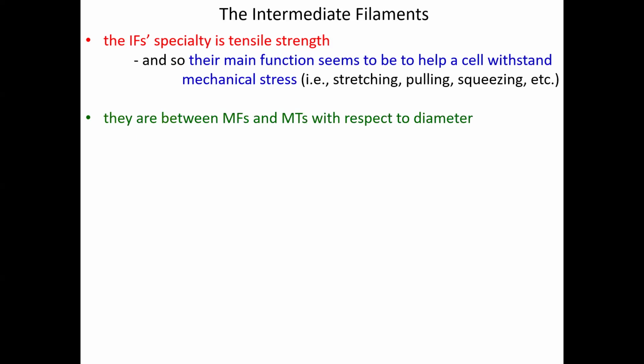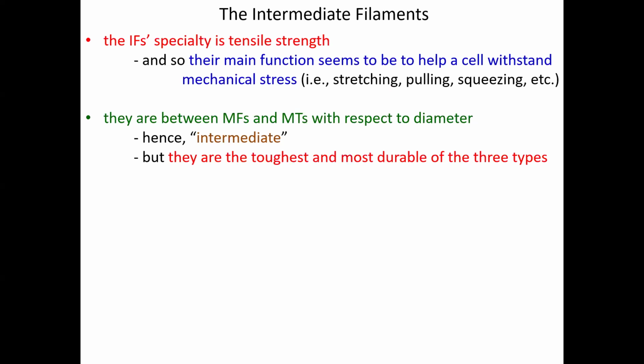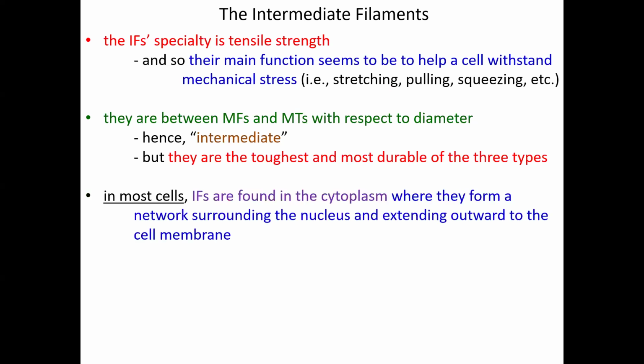Again, in diameter, in thickness, the intermediate filaments are between the microfilaments, which are the thinnest, and the microtubules, which are the thickest, and that's actually where they get their name. That's why we call them the intermediate filaments, because they're intermediate in diameter. Intermediate filaments are also the toughest and the most durable. In fact, they're the only one of the three cytoskeletal components whose sole job is structural. Actin and microtubules are both extremely functional in what they do.